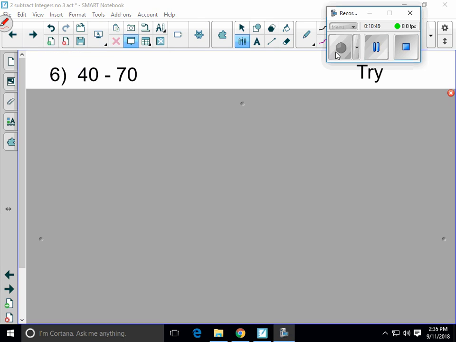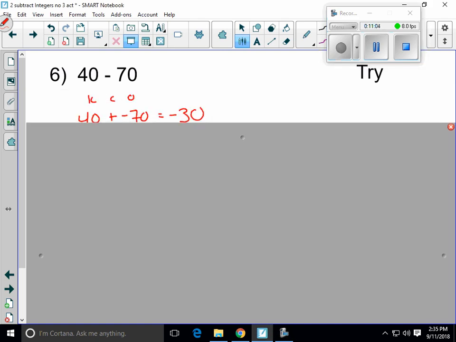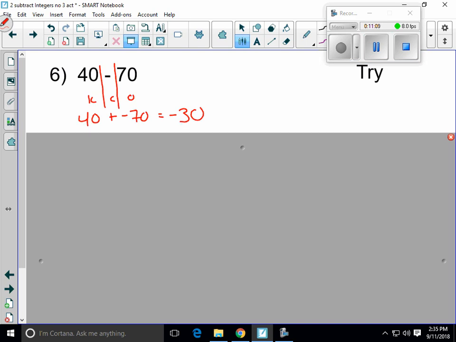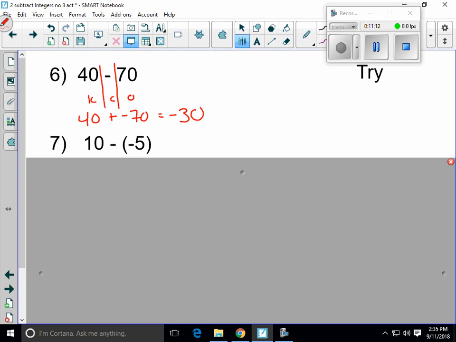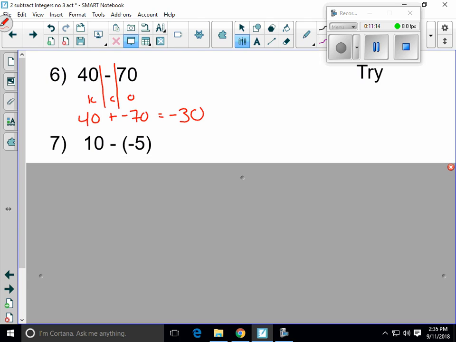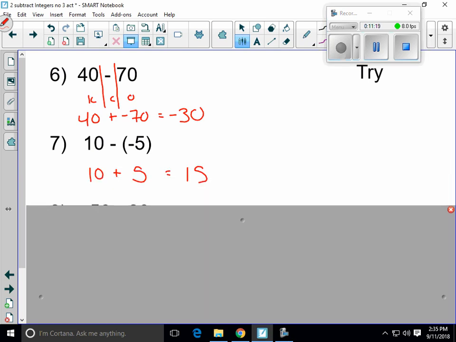All right, and then here are 5 problems for you to try. Rewrite them as an addition problem using keep change opposite, and then see if you can answer them. Okay, so number 6, 40 minus 70. Okay, should have done keep change opposite. 40 plus negative 70 is negative 30. Number 7, 10 minus negative 5. Again, hopefully you did keep change opposite. 10 plus 5 is 15.